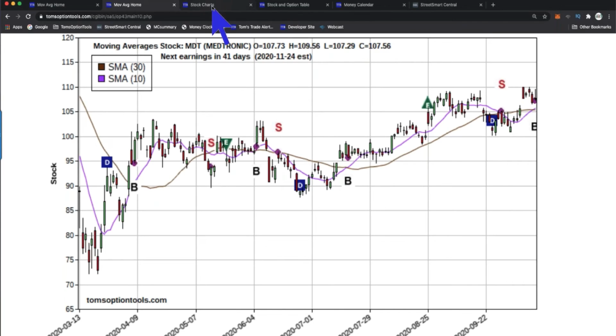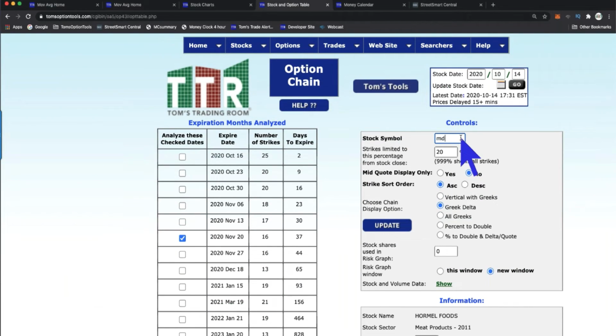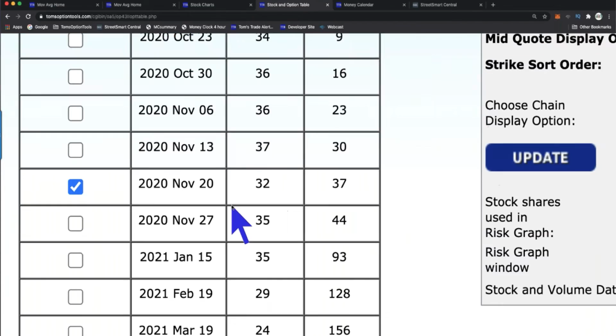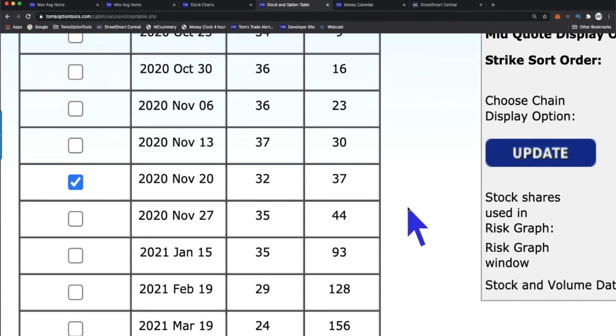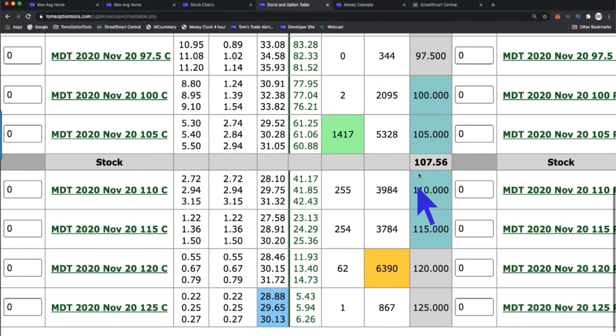Again, we're going to need to find some options for Medtronic. So let's go find an option table, and let me type in MDT, and I'm going to click on update. And again, I'm going to look at those options on November 20th. The reason I like those so much is that they're third Friday options, and they give us plenty of time. This is 37 days to expiration, right? So those November 20th options are right out there. They're in a nice sweet spot. If we update these, we'll see that the November 20th calls with stock trading at 107.56.